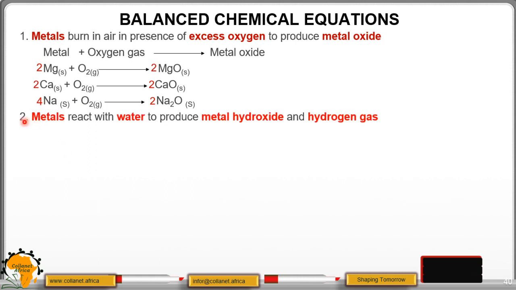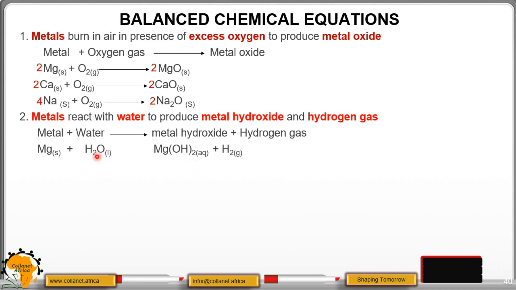So the other one, metal reacts with water to produce metal hydroxide and hydrogen gas. So when metal reacts with water, it produces metal hydroxide and hydrogen gas. Example, we have magnesium plus water, you get magnesium hydroxide, and since magnesium has a valency of 2, then the 2 will go to the radical hydroxide, 2 there, and hydrogen we have 2.